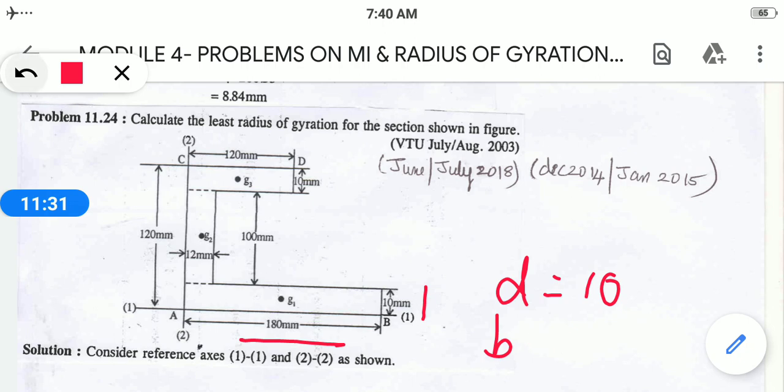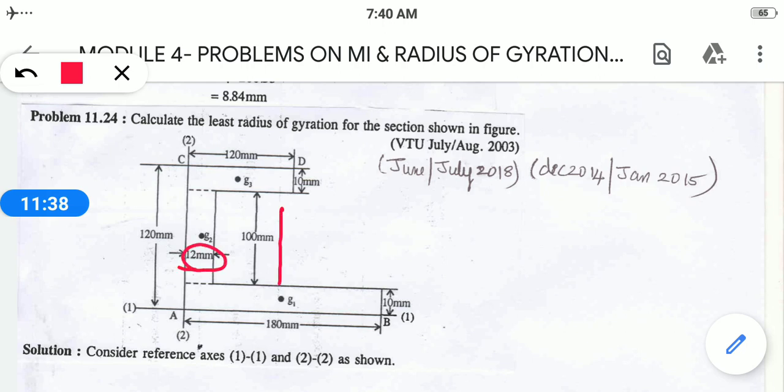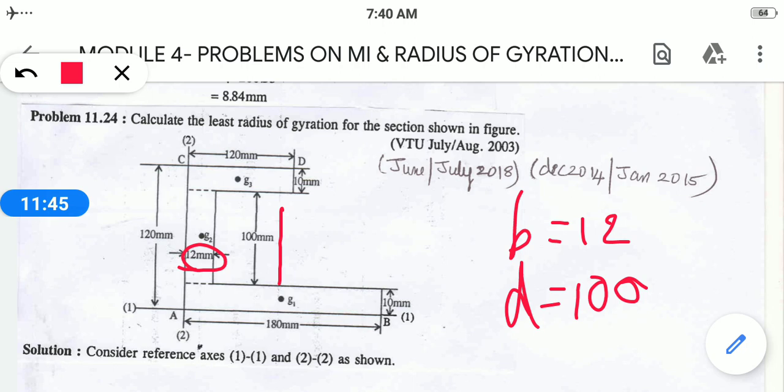So now we are considering the second element. Second element breadth is equal to 12 mm. Depth is equal to 100 mm. So B is equal to 12 and D is equal to 100. How will you find the x distance? X means in the x axis. Here it is not mentioned which is your x and which is your y, so we are taking this as y and this as x. What will be the distance of this one? 2 divided by 2, so x will be equal to 1 mm.